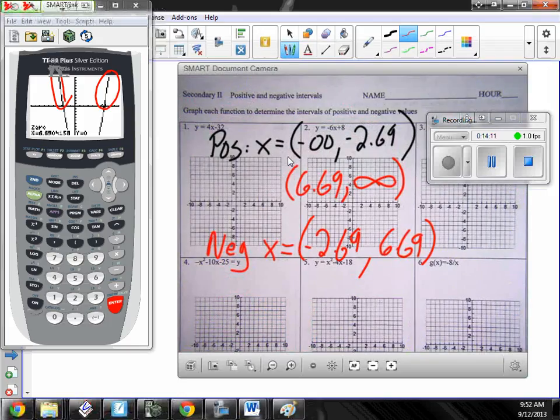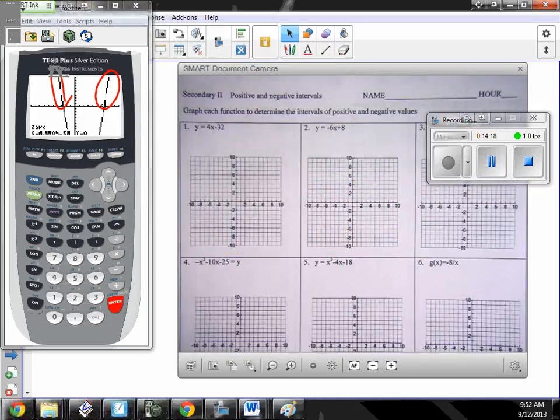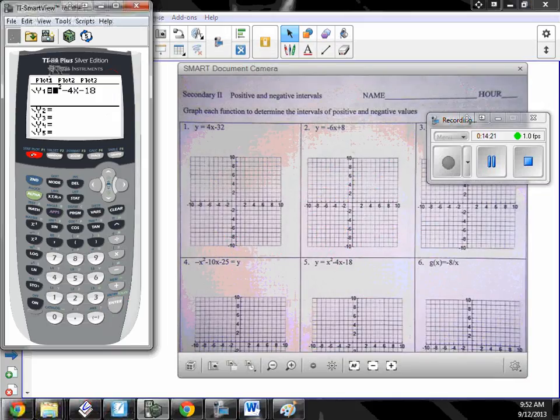Anybody need help with that? Need more explanation? Okay. My next graph, negative 8 divided by x.